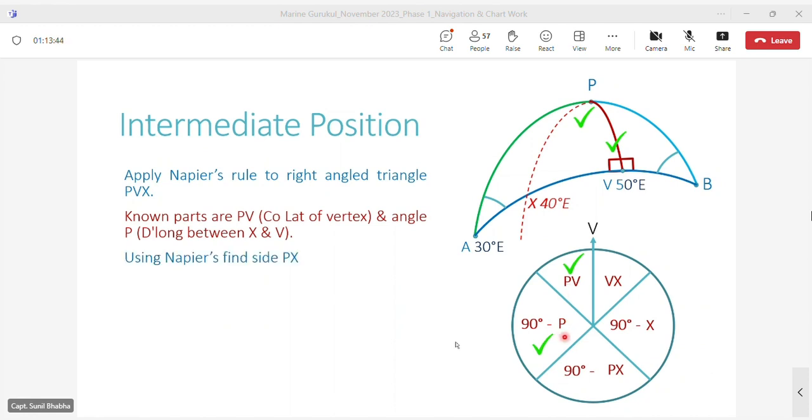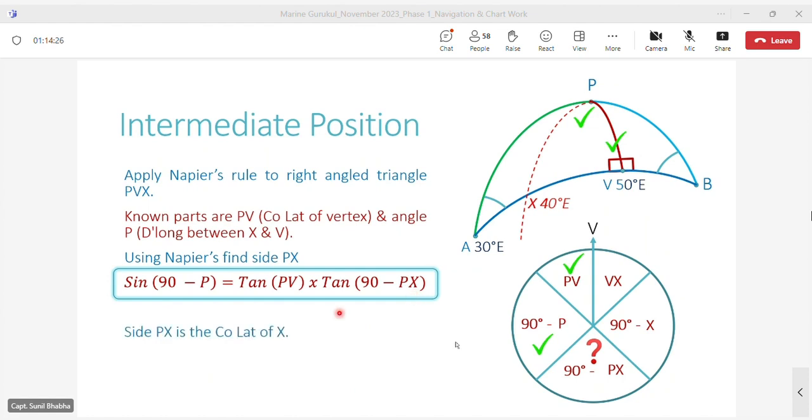Let's now try to find out the part PX. You can see a question mark coming up in the cartwheel. This is what we are trying to find out. So we apply the Napier's rule and we use the adjacent formula in this case. Sine of 90 minus P is the middle part, is equal to tangent PV, PV is adjacent part 1, multiplied by tangent 90 minus PX, which is adjacent part 2. So PV is known to us, angle P is known to us. So putting these two values, we can easily find out the side PX, Papa X-ray.